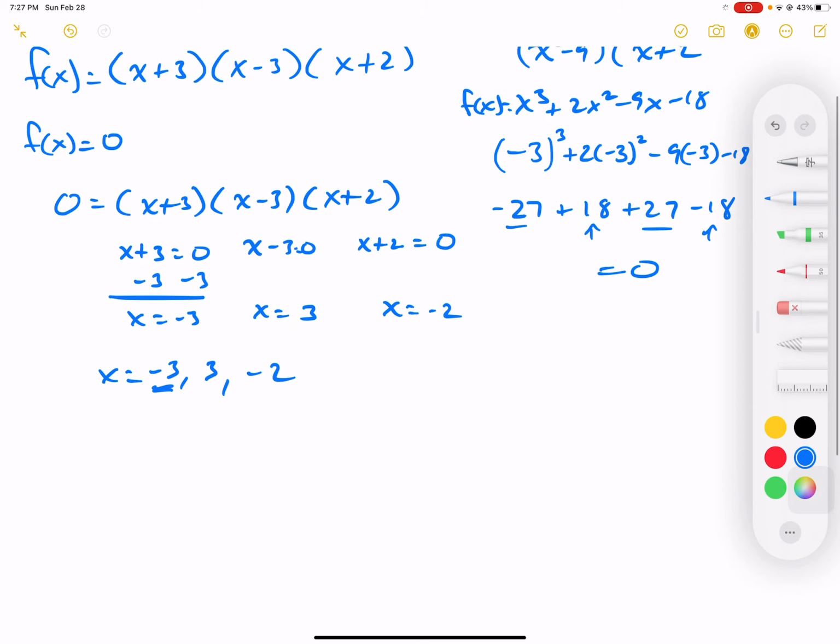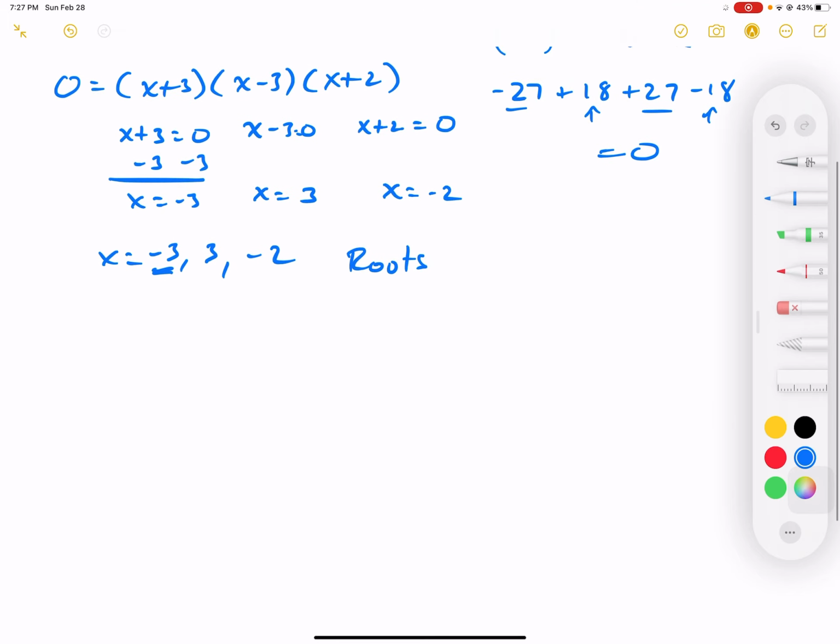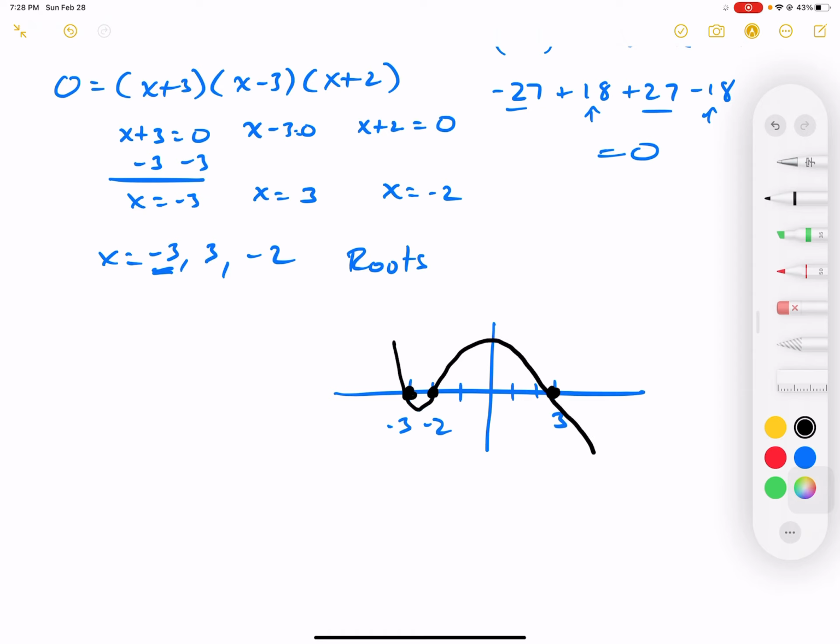So what do these x equals values that lead us to 0 mean? These are what we call roots. And these show themselves in the graph as the zeros of the graph. If I plug in negative 3, positive 3, and negative 2, the graph would actually have zeros at negative 3, negative 2, and 3. Meaning the graph would go through these points here. Maybe not this way, maybe the other way. But the graph would for sure intersect the x-axis at these points.